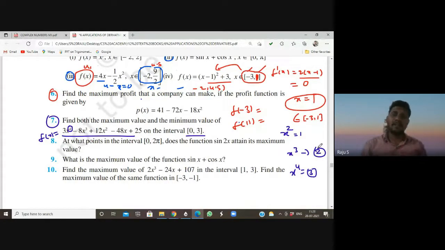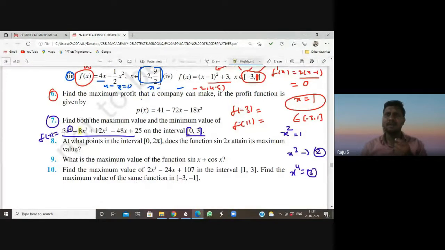At the 3 critical points, we have to find the second derivative. At some points we may get greater than 0, at others lesser than 0. After finding the critical points, we also have to check whether those critical points belong to 0 to 3 or not. This is a polynomial, so it is easy. We are going to get a cubic equation. With the help of the factorization method, we have to find the critical points.